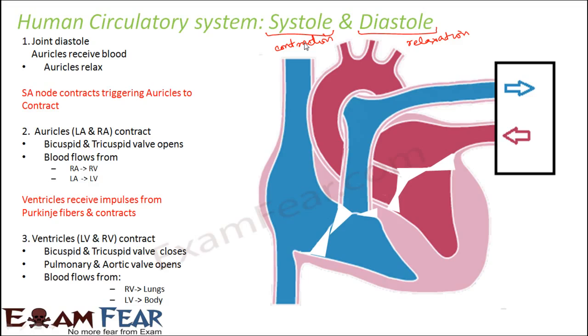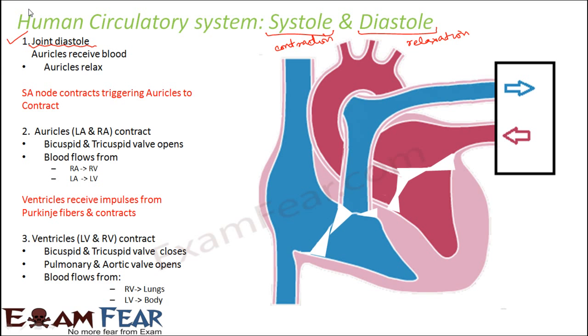Right? So now here we will look at a stepwise process of how the heart beats or how the heart functions as a whole. Okay. So let us look at this process of systole and diastole stepwise. The first step is joint diastole. As I said, diastole means relaxation.